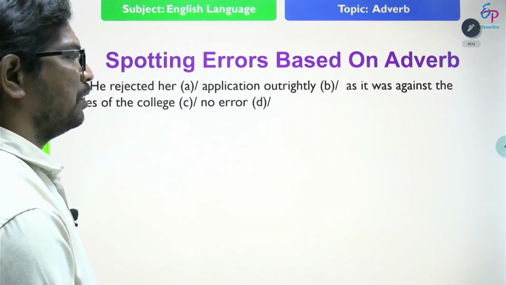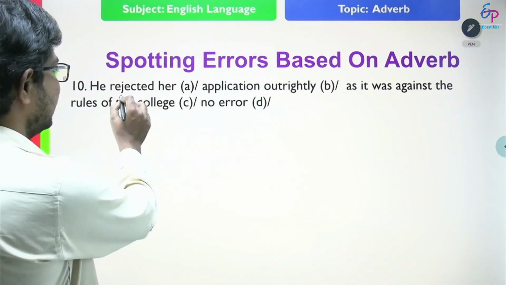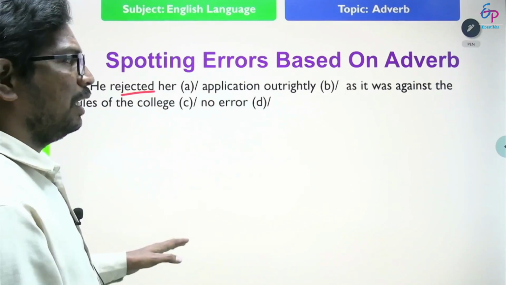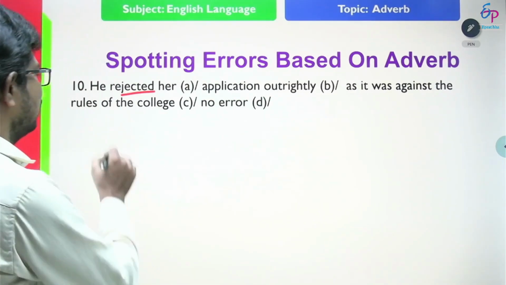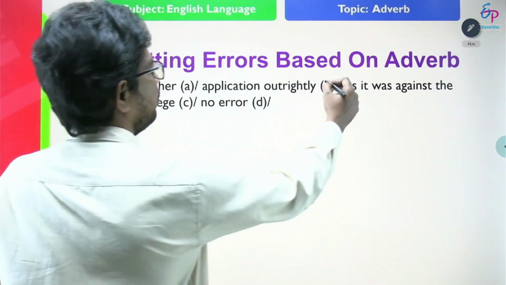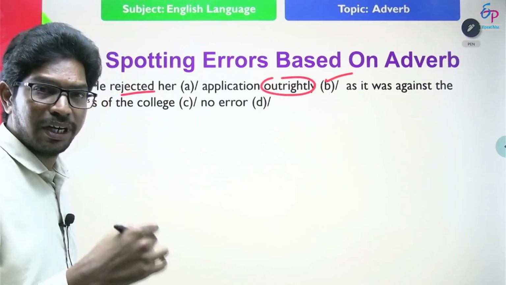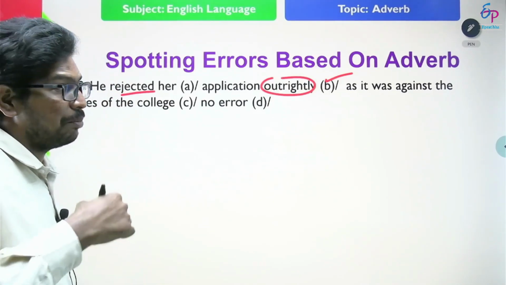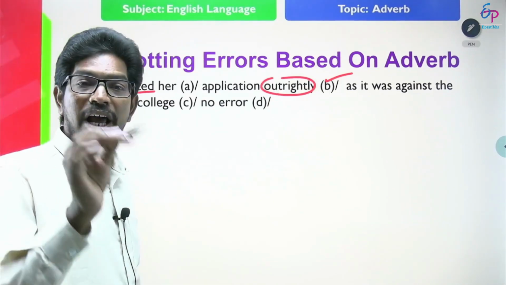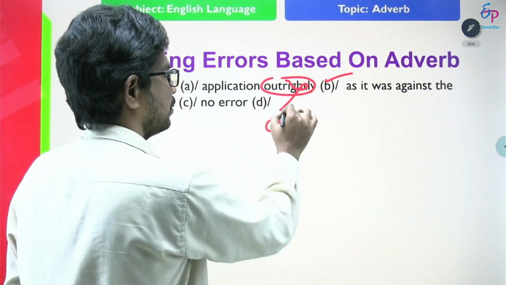So see the next statement and find out the error. He rejected her application outrightly as it was against the rules of college. Error is at B because we should not add ly to outright. Outright means complete. Only just we say outright.